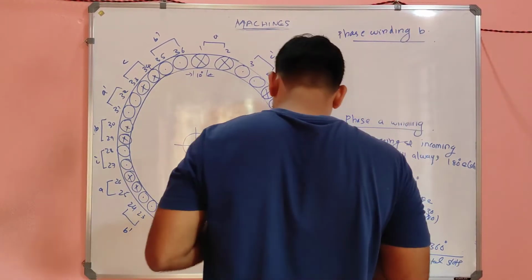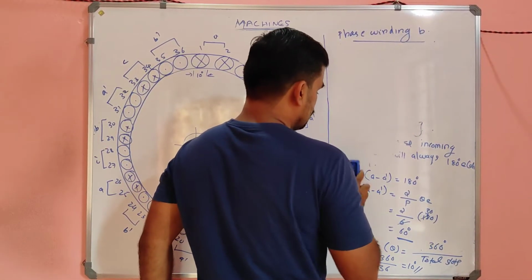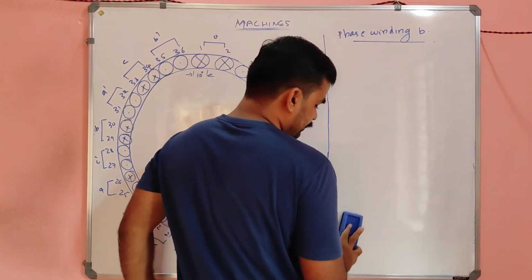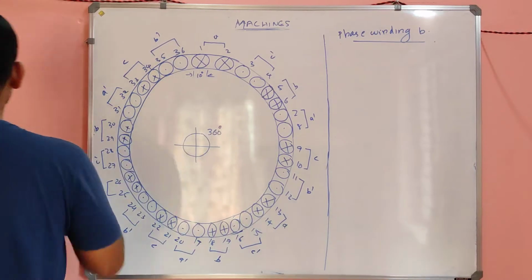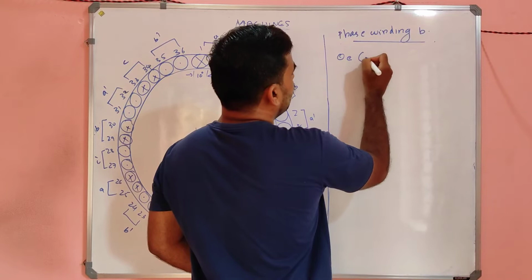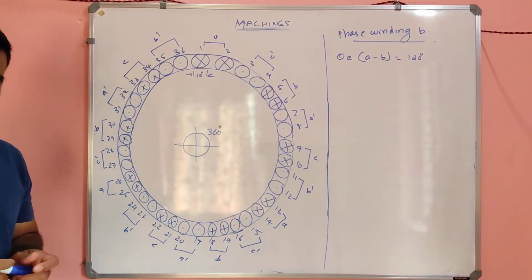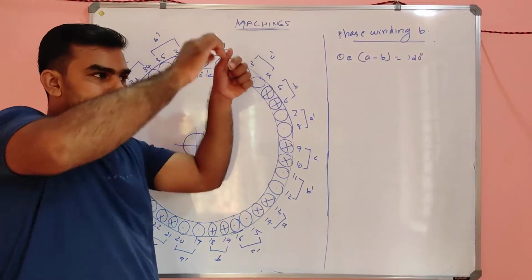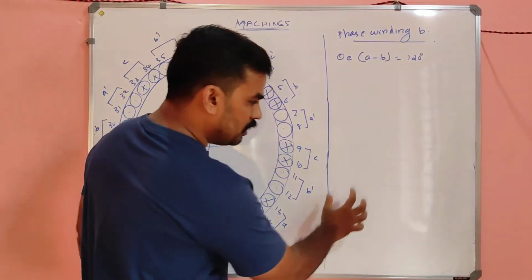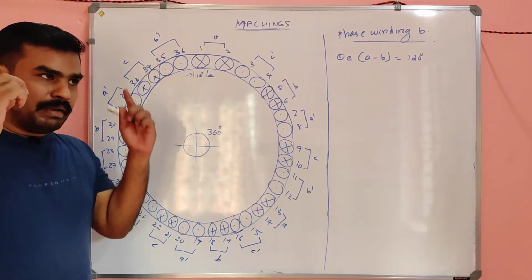Phase winding B. We know that the electrical angle between A and B will be theta. The electrical angle between A and B is actually 120 degrees. Is it correct? If it is a balanced 3-phase supply, the electrical angle between A, B, C are 120, 120, 120. You have to note down all these details because it will get to a picture.